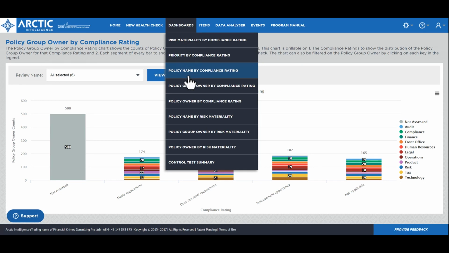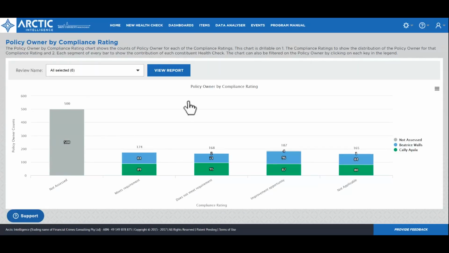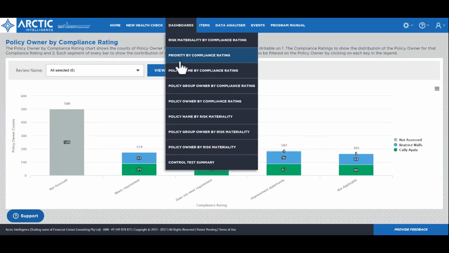Dashboard 5 is called Policy Owner by Compliance Rating, which summarizes the individual policy or procedure owner most frequently associated with non-compliance across different obligations.